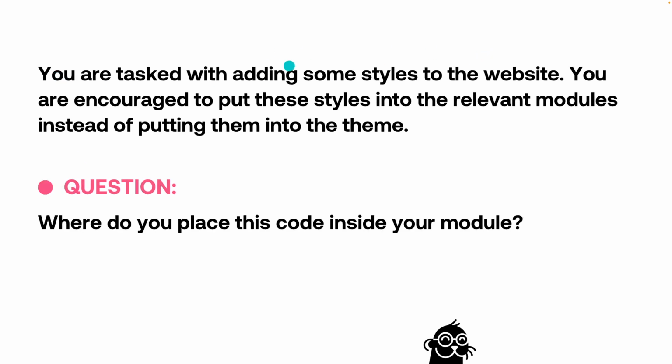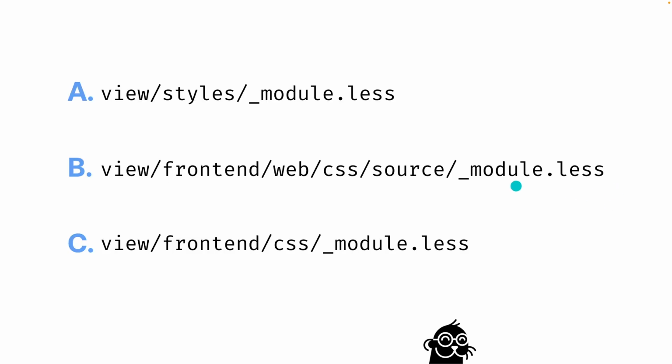All right, you're tasked with adding some styles to the website. Again, this is module-specific styles. It's related to a set of functionality that has already been included in a given module. You are encouraged to put these styles into relevant modules instead of putting them into the theme. Question: where do you place this code inside your module? So A is inside your module, view styles module less. Inside your module, view front-end web CSS source module less, or view front-end CSS module.less. Again, it is not extends.less, it is module.less. So let's dive into the code and see where we come up with an answer for this.